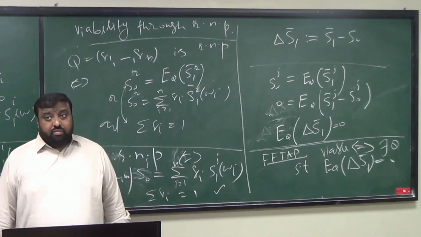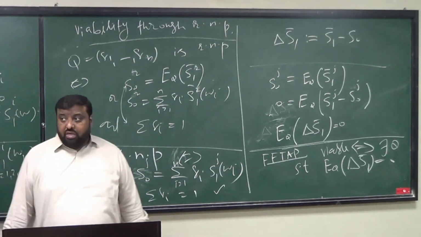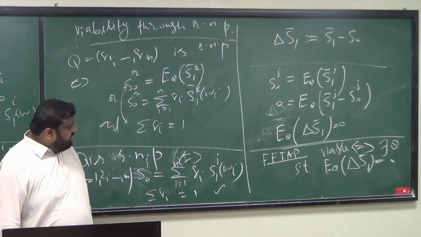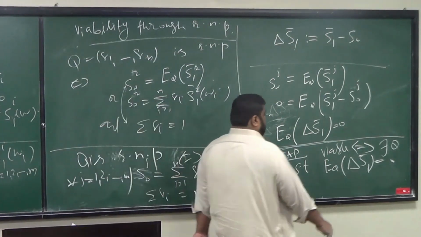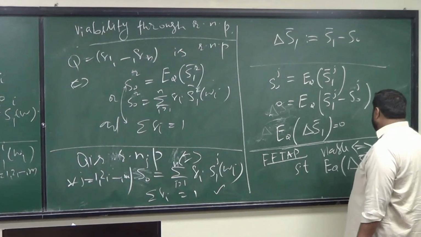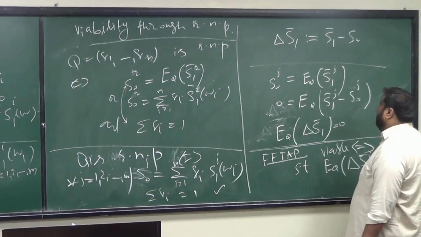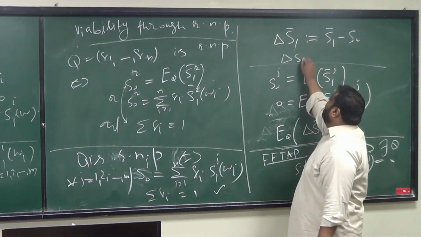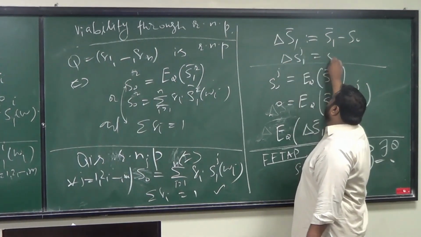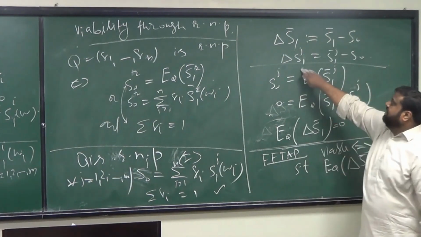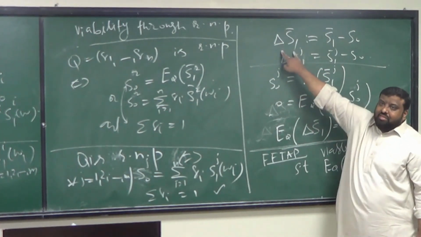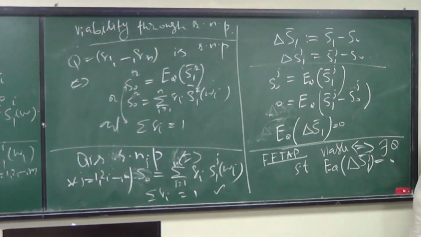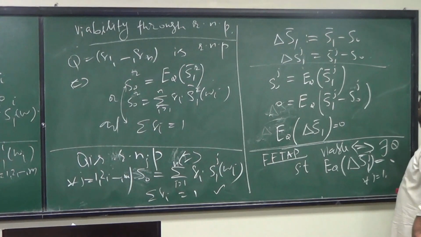So what was the need of introducing this increment term? I'm going to show that. We have defined delta for vectors. I can also define delta for components, but there is a difference between these.